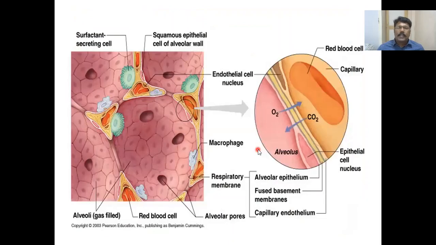Okay. Now this is what we have already discussed. The oxygen from the alveoli enters into the blood, and carbon dioxide from the blood capillary enters into the alveoli. And between these two, there is a basement membrane. Okay. So what is this layer? This is the squamous epithelium, and this is the endothelium of the capillaries. So these are the membranes that are present in the site of exchange of gases in the lungs.